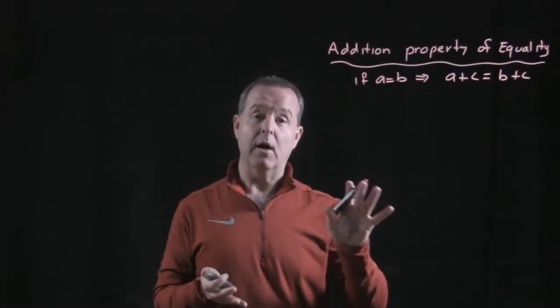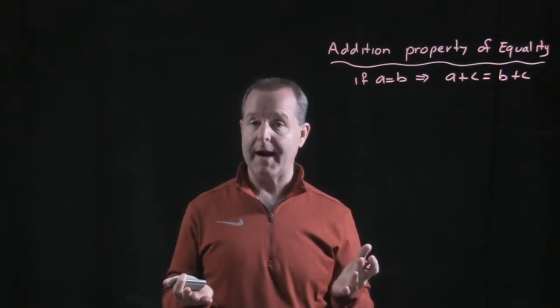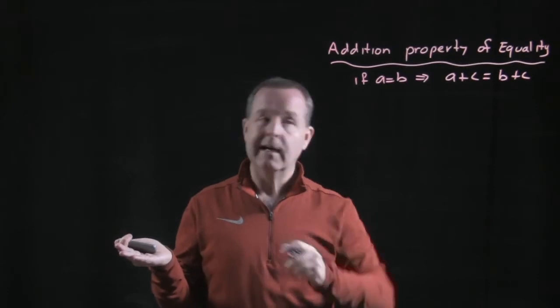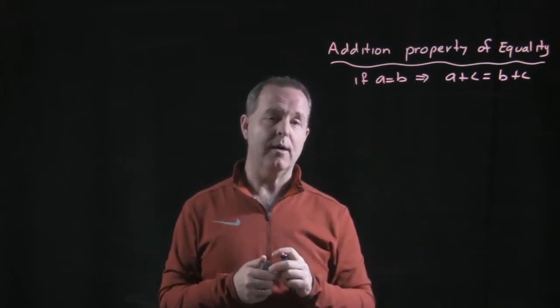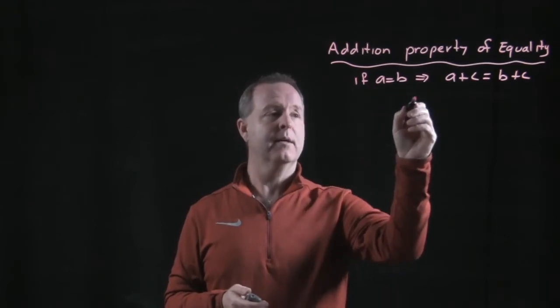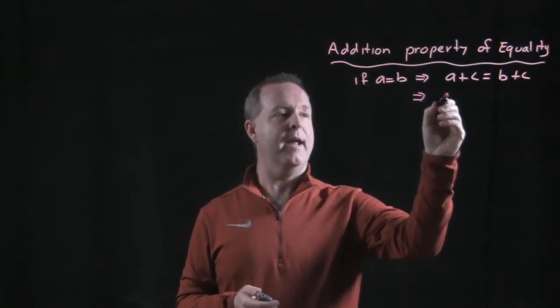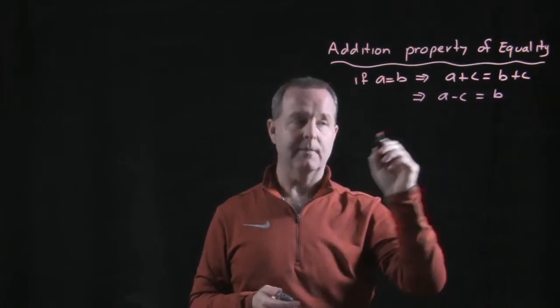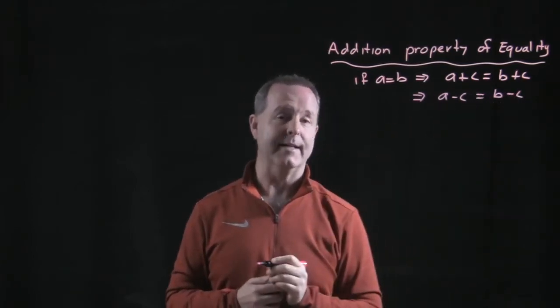Now, this property can also work for a subtraction, meaning that whatever I take away from one side, I need to take away from the other side as well. So imagine again I have my normal property here, if A equals B. Well, that's the same thing as saying if I have an A take away a C equals a B, as long as I also take away that C.